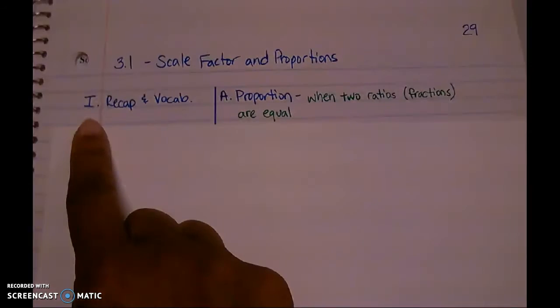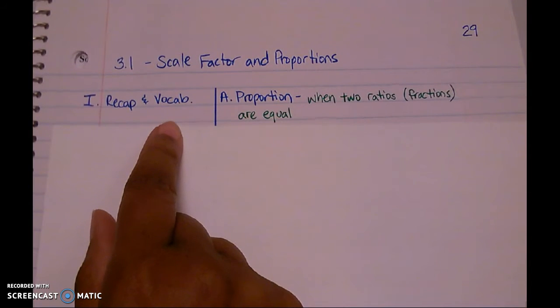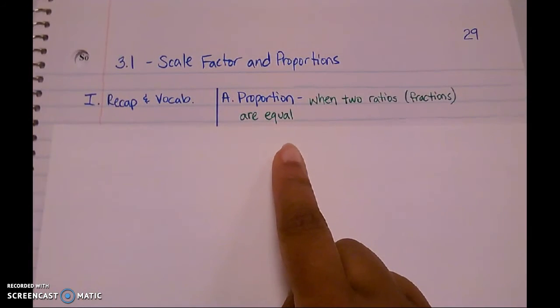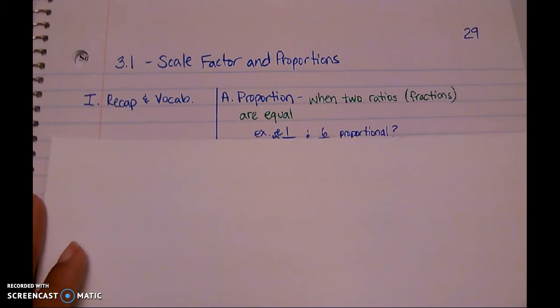Alright, for our first Roman numeral, we're going to do a quick recap and introduce some vocabulary words to you. So for A, you should write that a proportion is when 2 ratios, which is another word for fractions, are equal. We just wrapped up our unit on percents and proportions, so this should not be something that's foreign to you. Let's look at this example.